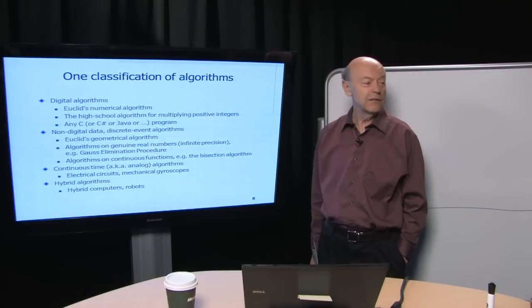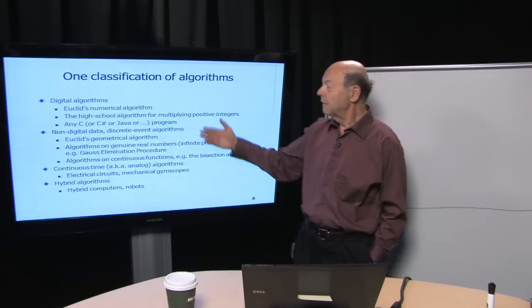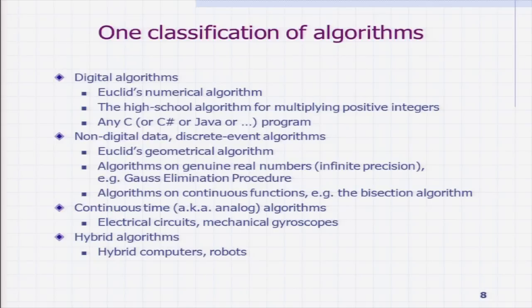So now let me bring one classification of algorithms. So there are digital algorithms, so common today. So we saw one, Euclid's numerical algorithm. The standard high school algorithm for multiplying positive integers is digital. Anything you program in C, C sharp, or Java, or whatever is your favorite language, is digital. And today it seems like algorithms are digital algorithms. And very often people implicitly presume that algorithms are digital. But in fact, there are non-digital algorithms. And those can be classified further.